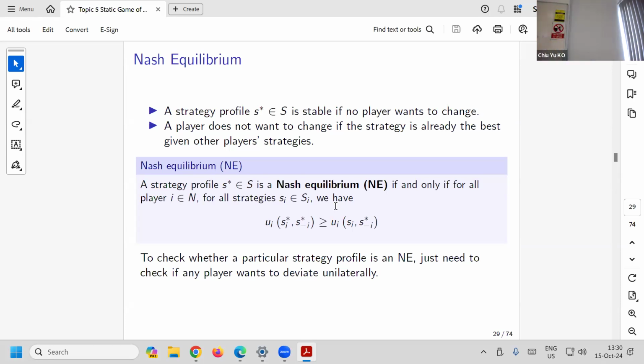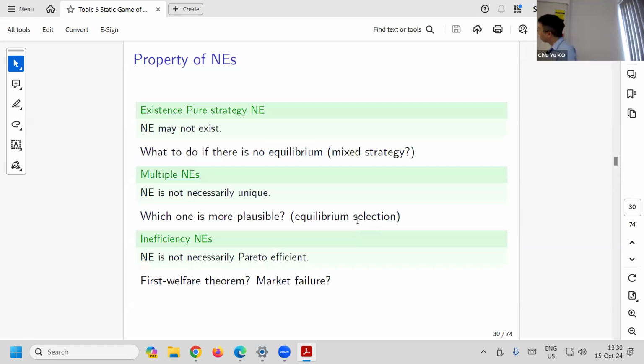So let's get back. Nash equilibrium, as we have said, to find it, we check every single possible strategy profile and check each player whether they want to change or not, whether there's another strategy that leads to a higher payoff. All right, so that has to be checked for every single one. So it has to be done slowly.